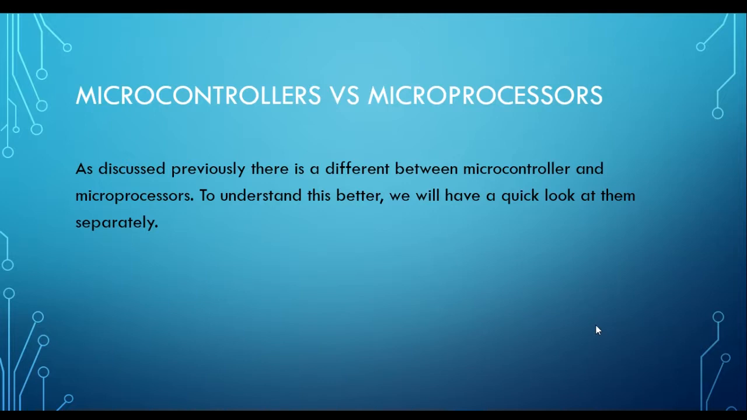Now, what's the main difference? Just now we mentioned microcomputers. There are two types: microcontrollers and microprocessors. How do we know the difference? I'm going to tell you in a very brief way. If the memory itself is located in the chip die, it is a microcontroller. If the memory of that system is located outside of the chip die, it is a microprocessor.